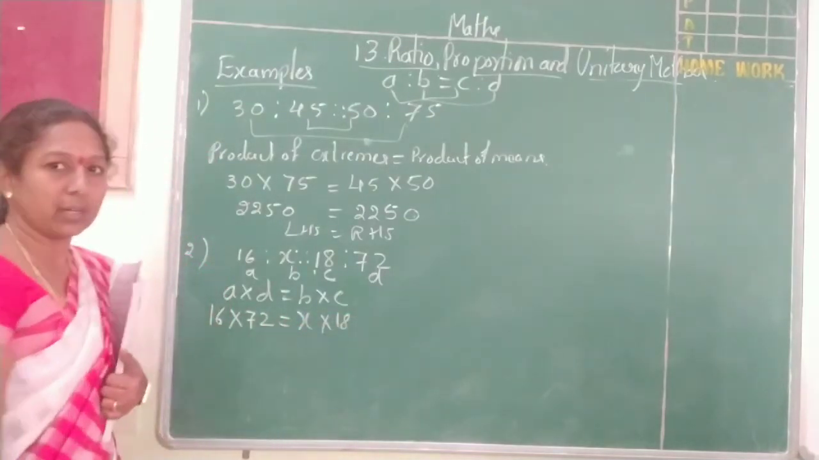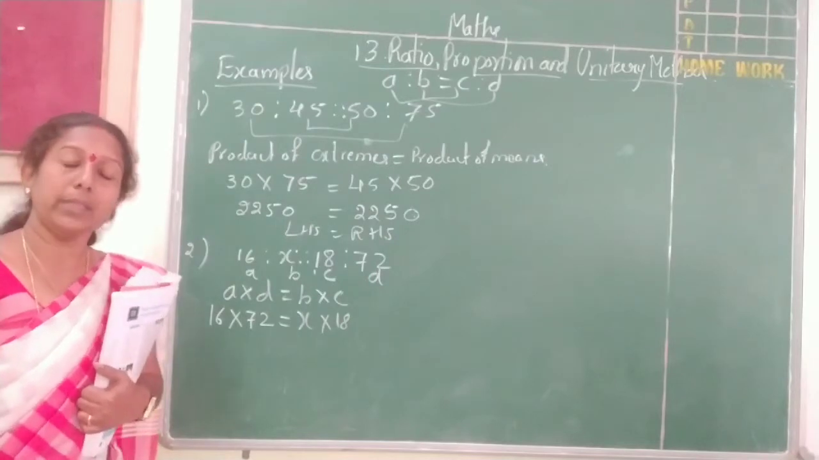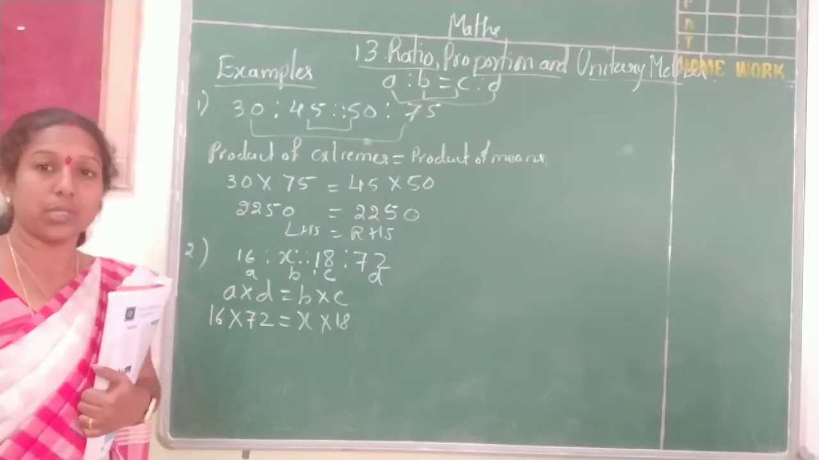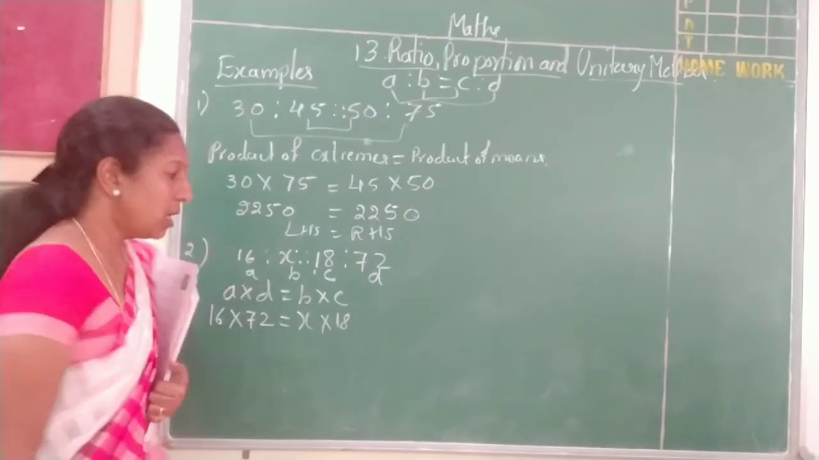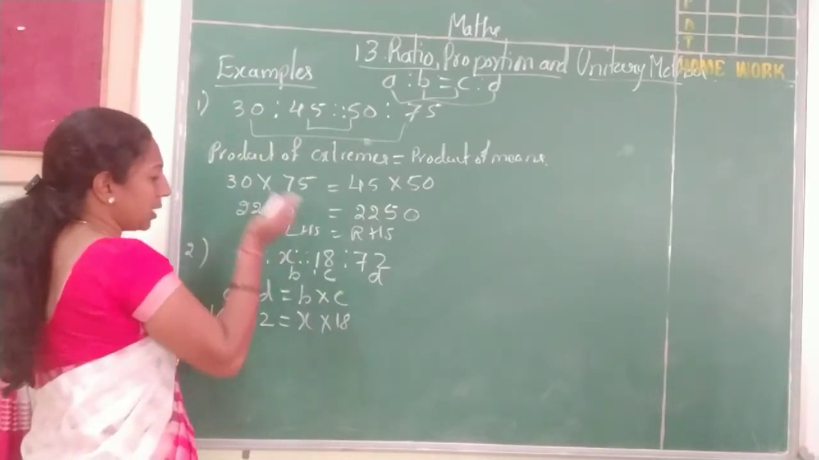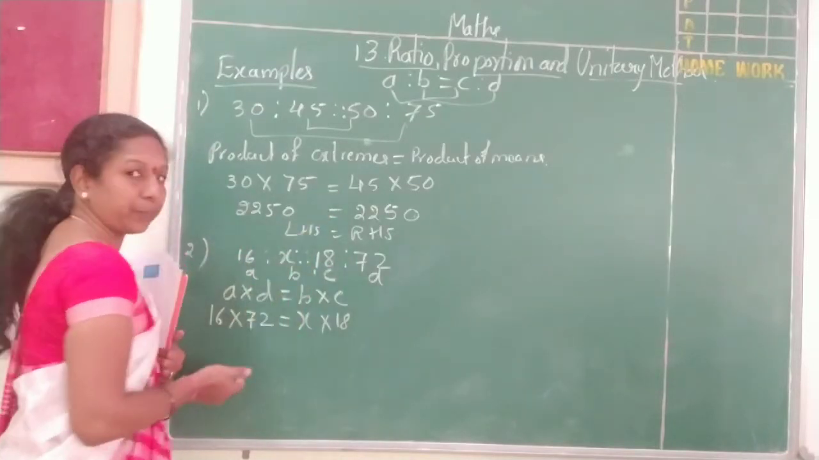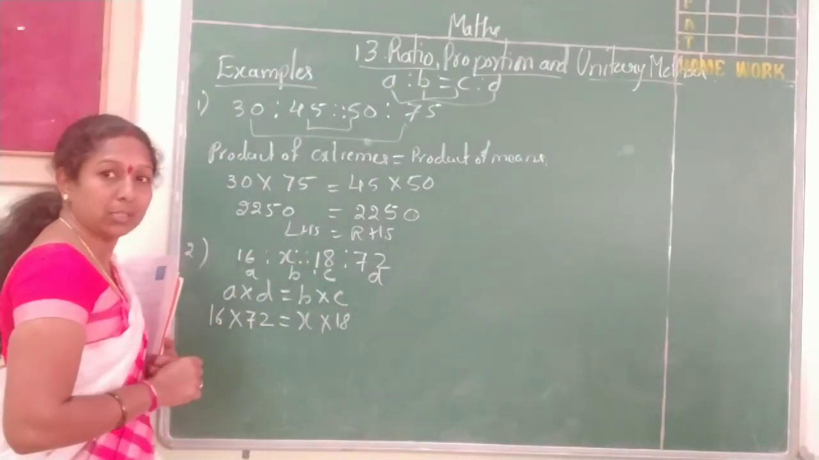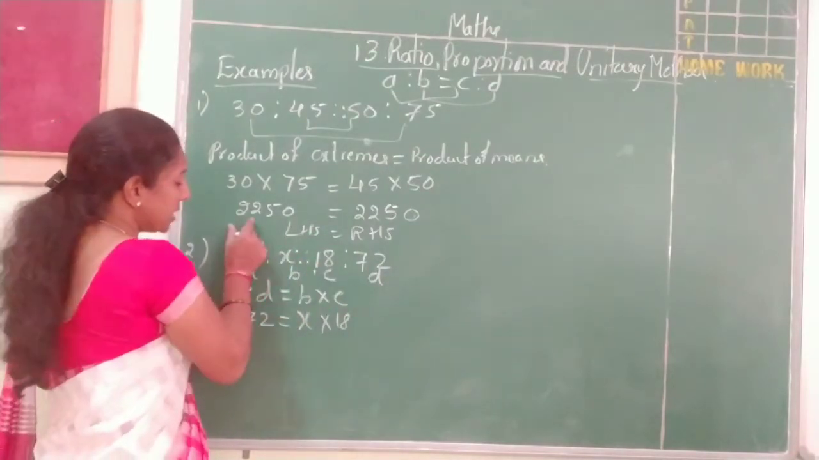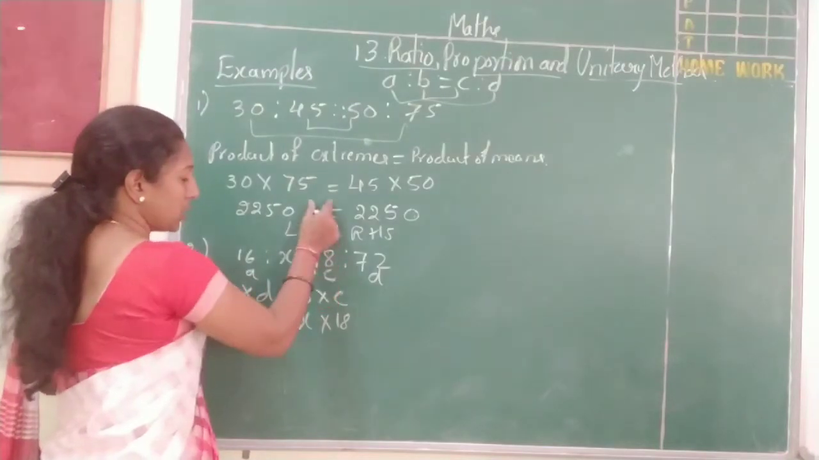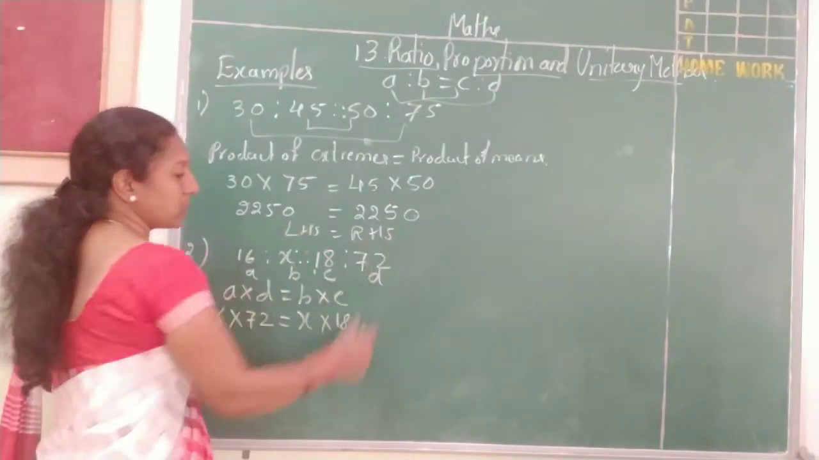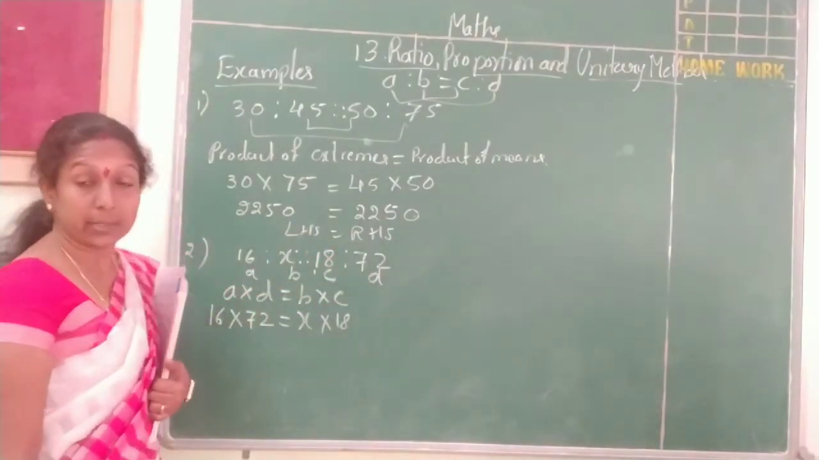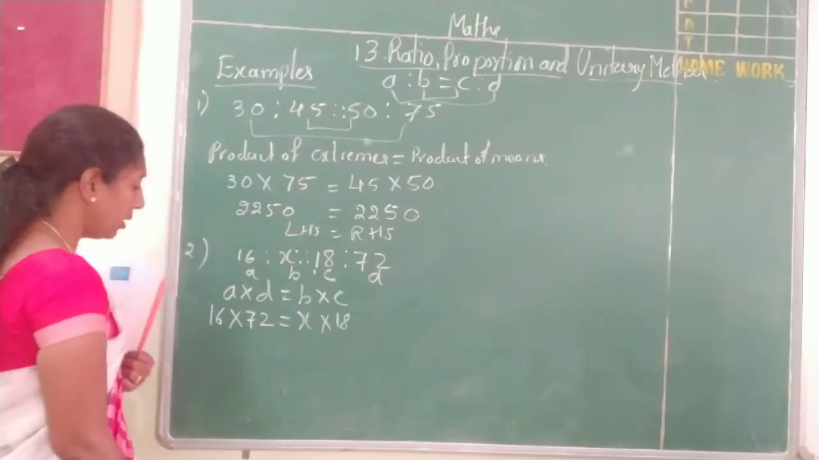See children, when they are in proportion, how do the values change? When the first term of one ratio increases, the first term of the other ratio also increases. If this is increasing, this will also increase. Like that the terms change. Okay.